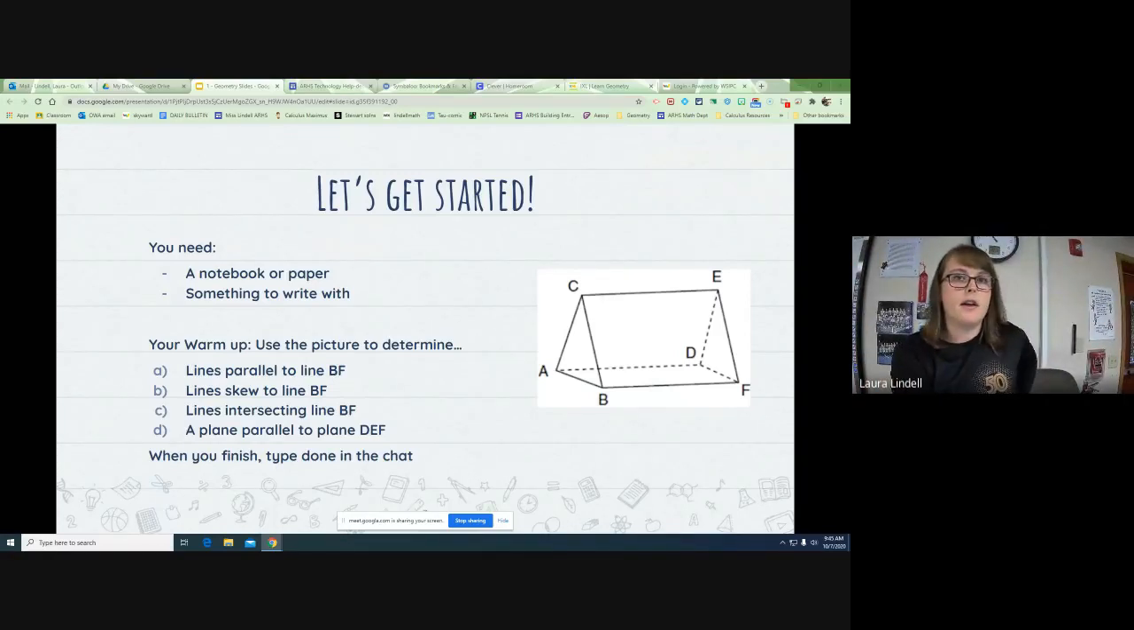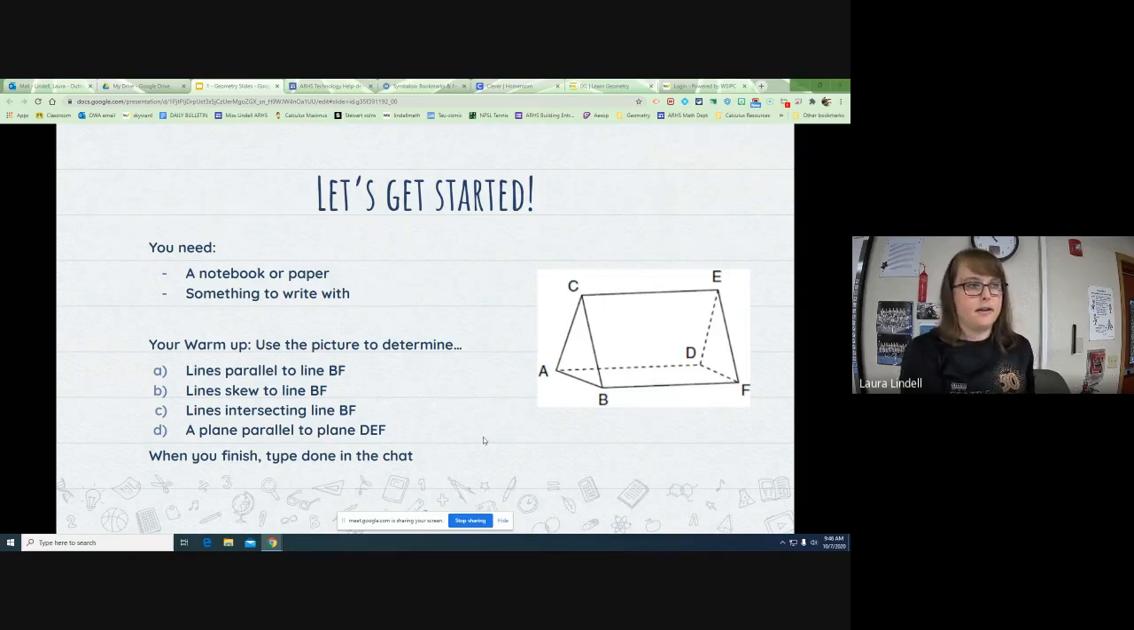All right. So let's see. So for our warm-up, lines parallel to BF. So in the chat, what's at least one line that's parallel to BF that you found? There should be two total. If you think you got one, type it in the chat.